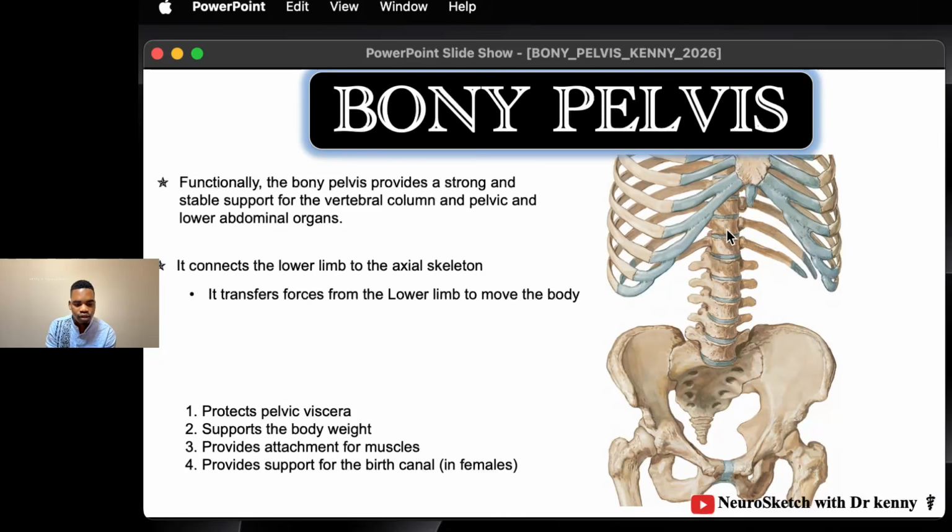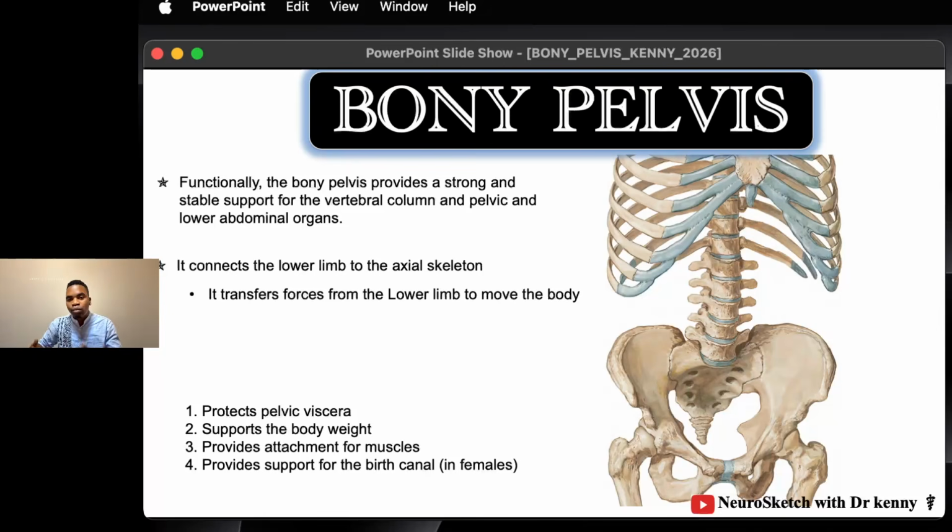How? Listen, we have the axial skeleton here. The sacrum is part of the axial skeleton, but the pelvic bones, the pelvic girdle, are part of the appendicular skeleton. So the body weight is being transferred from the axial skeleton to the appendicular skeleton within the bony pelvis. This is why we say the supportive function. It connects the lower limb to the axial skeleton, and so it transfers forces from the lower limb to the upper part of the body.